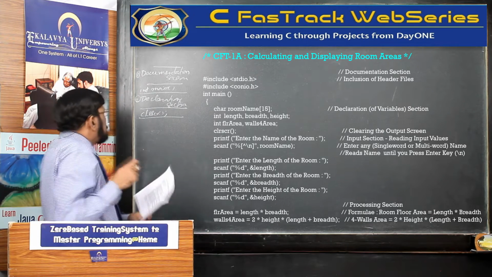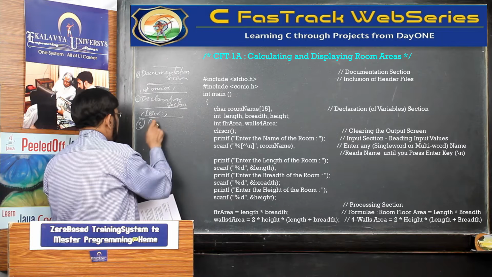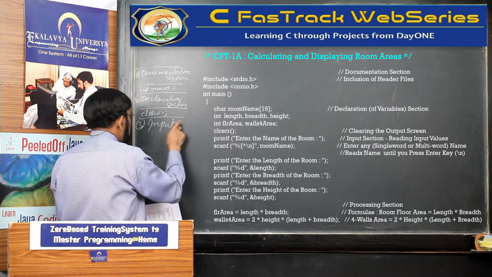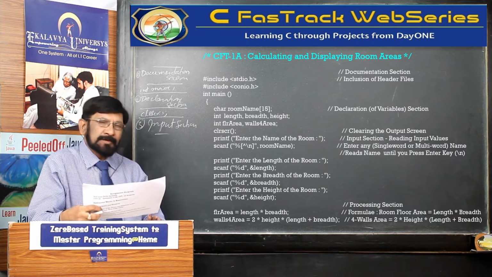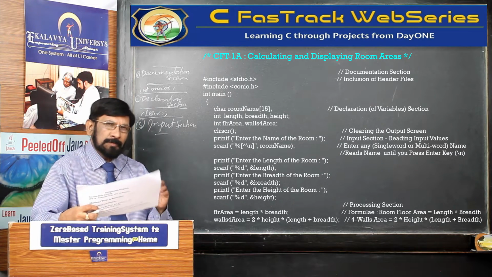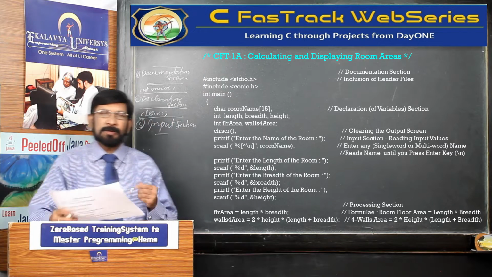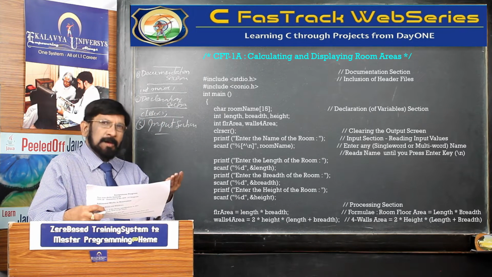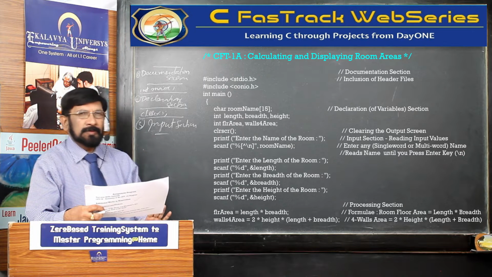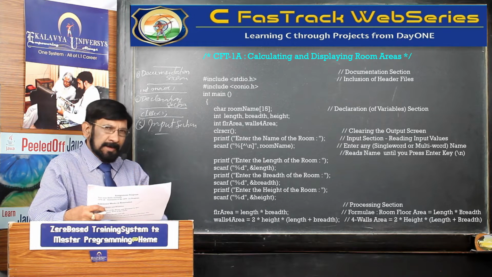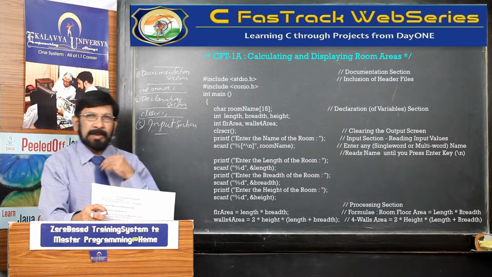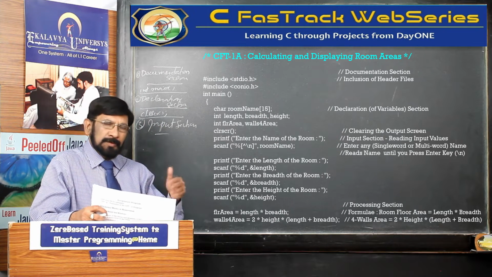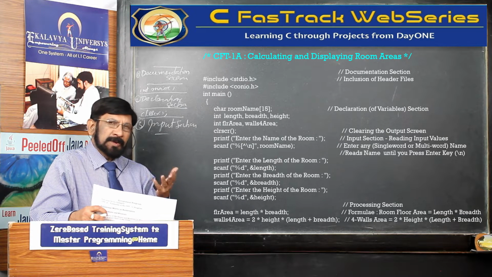Thereafter, the third section is the input section. Now, here certain variables are there. Those variables are named as input variables. What are those variables? The name of the room, and the length, breadth, and height of the room. These are the input variables we have to give because this is an interactive program. This program is not meant for one room. Any number of rooms can give their name, their length, breadth, and height.